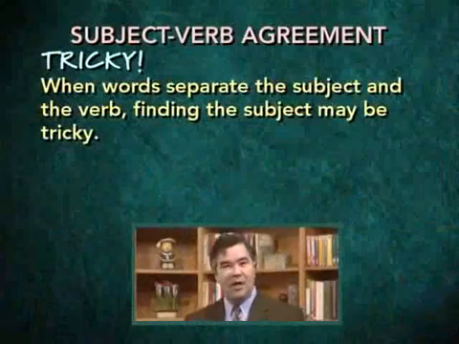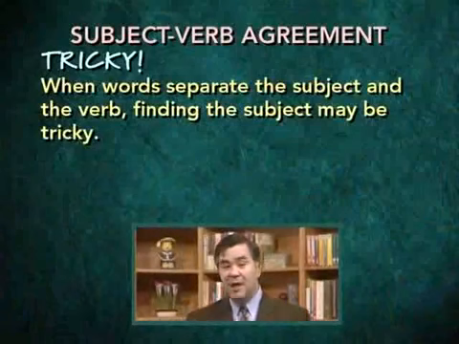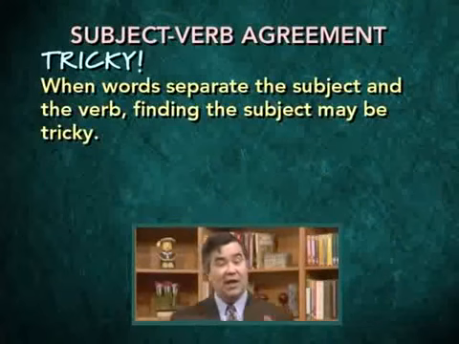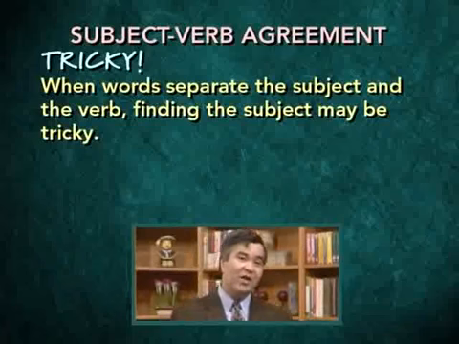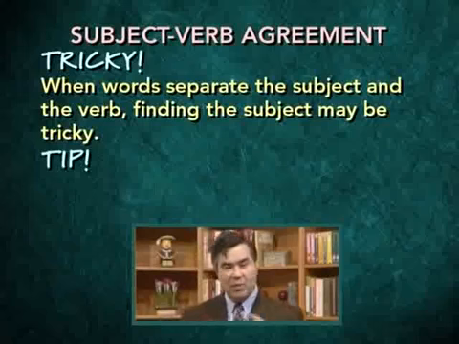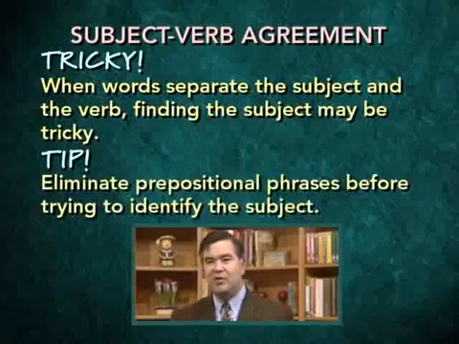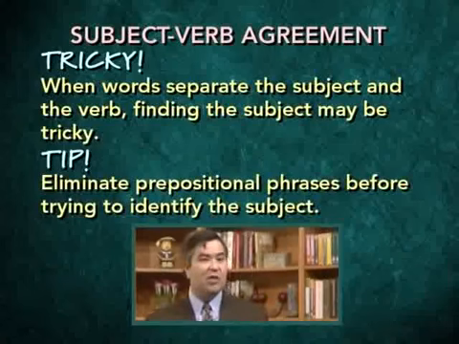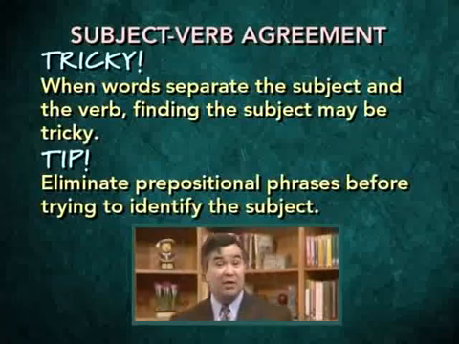When words separate the subject and the verb, finding the subject may be tricky. We've already seen several sentences where this was the case, where isolating and identifying the subject of the verb is not so easy, because a number of words come in between the subject and the verb. Here's a tip that helps with 90% of these sentences. Eliminate prepositional phrases before trying to identify the subject. As a general rule, a prepositional phrase never contains the subject of the verb.